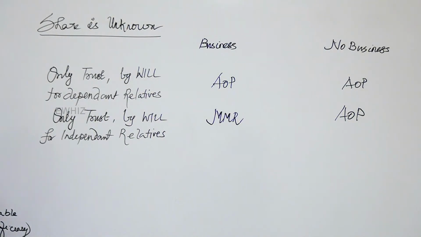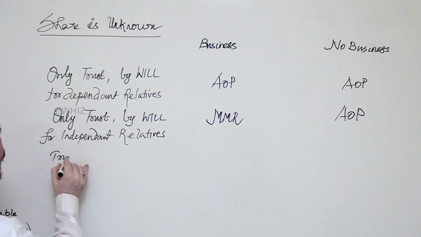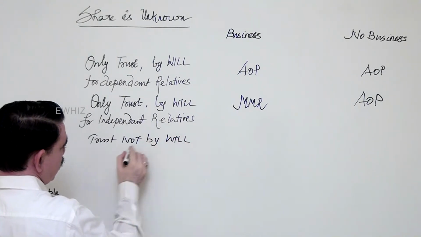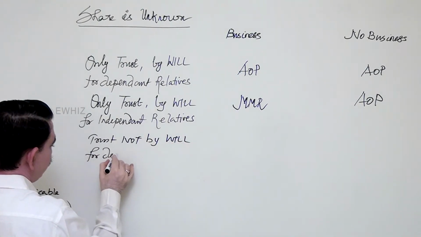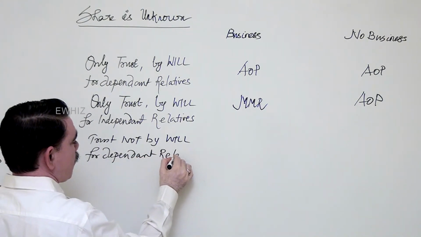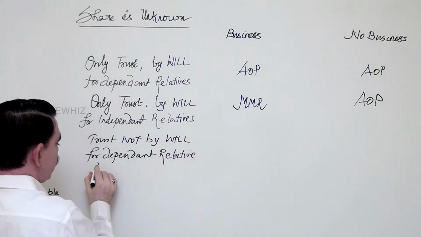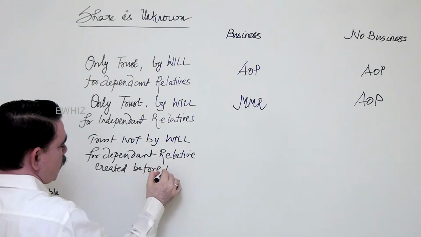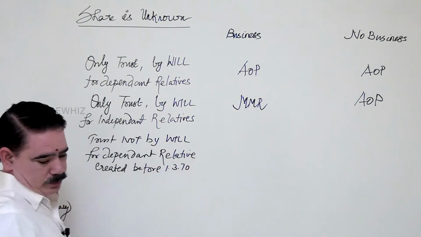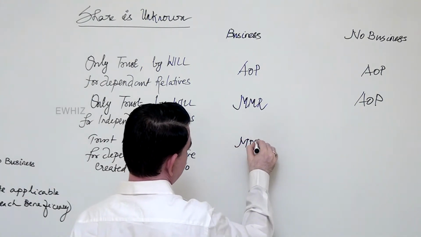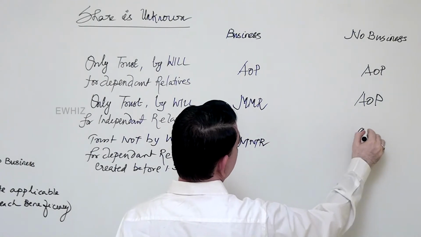Now, for a trust not by will, for a dependent relative, created before 1370. There again, MMR for business, AOP for non-business.